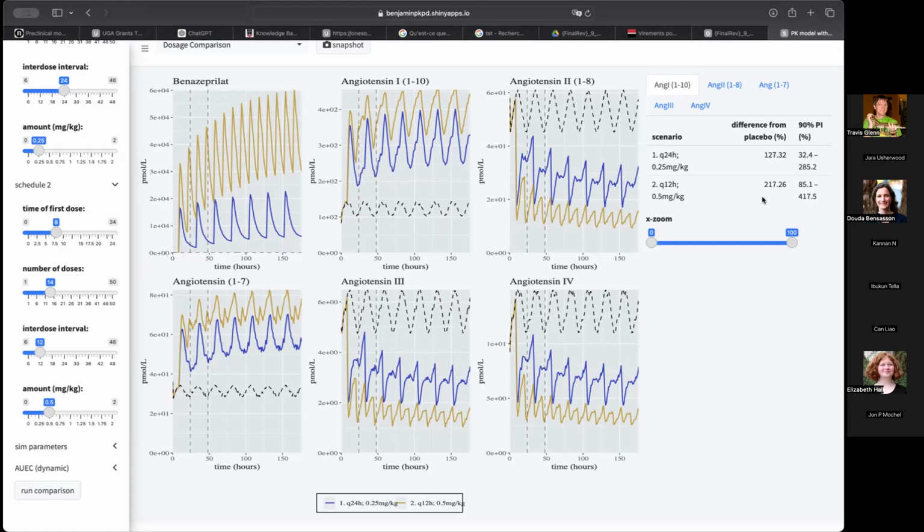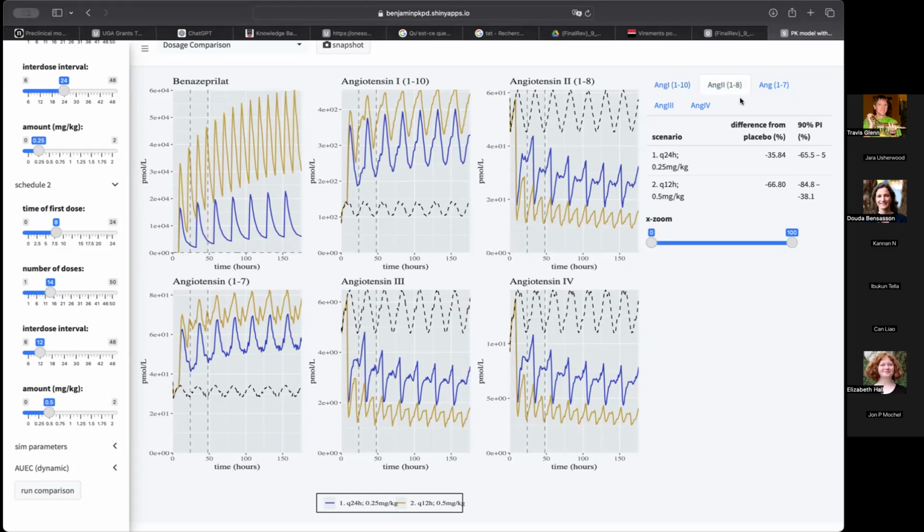So what you can actually see here is that now you have different tabulated numbers. So we can calculate the area under the curve at different times, and then ask the program to calculate for us, for the various doses, the area under the curve versus the placebo for the 2 doses we have been investigating, together with the 90% prediction interval from those simulations. And you can do that for all of the biomarkers.